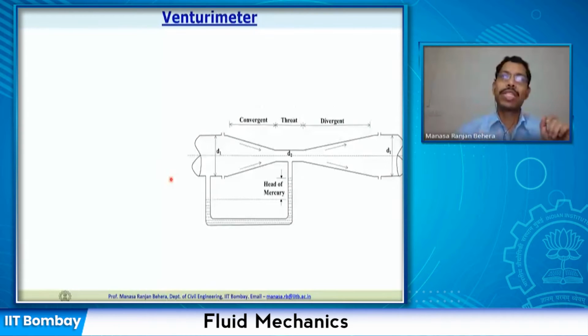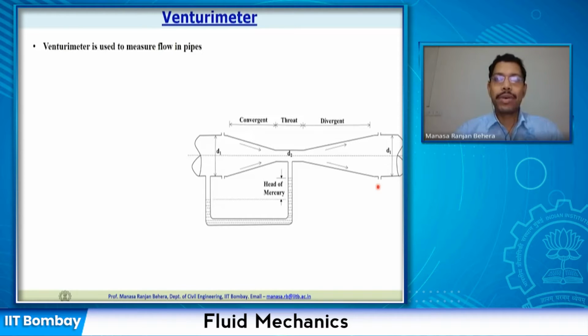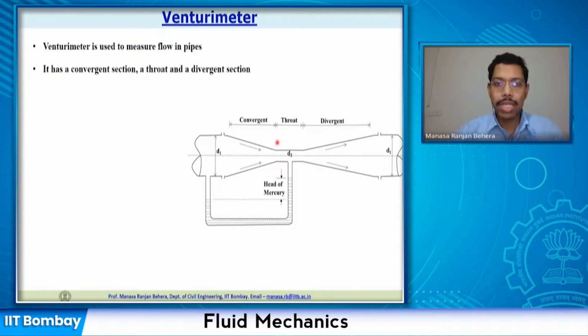This is a typical venturimeter that you can see in the figure. The section that is starting from here is the start of the venturimeter, and this is the end of the venturimeter. This venturimeter, which is used for measuring the flow in pipes, has three sections. First one is a convergent section that you see from here. The area is reducing up to this distance, so this section is called the convergent section. And then you have a throat here.